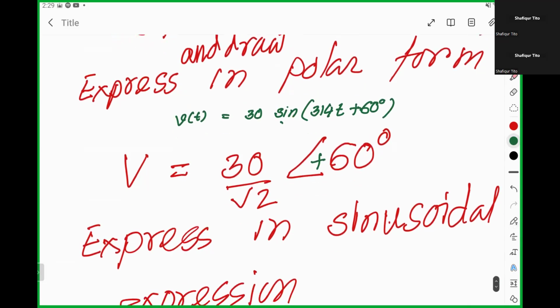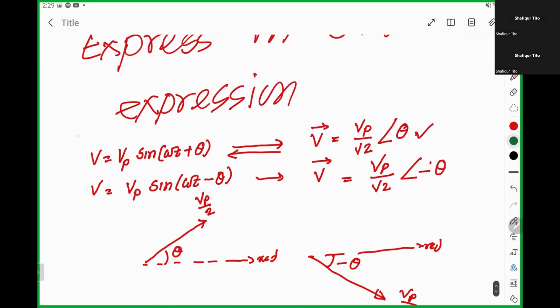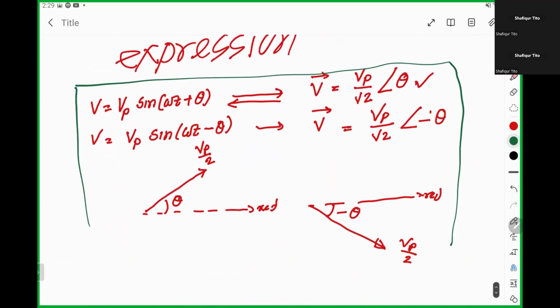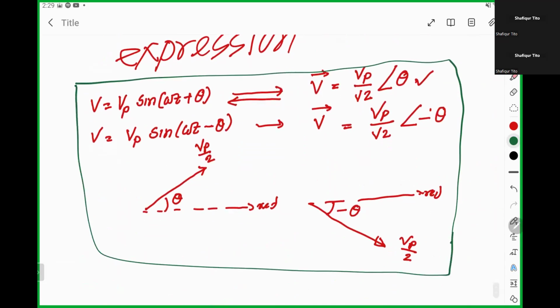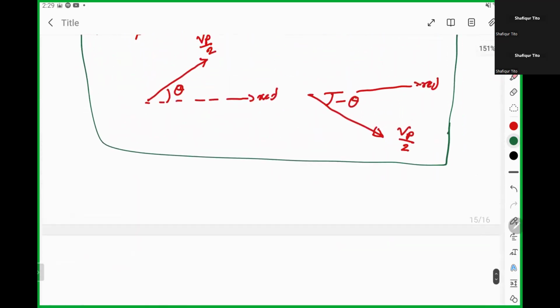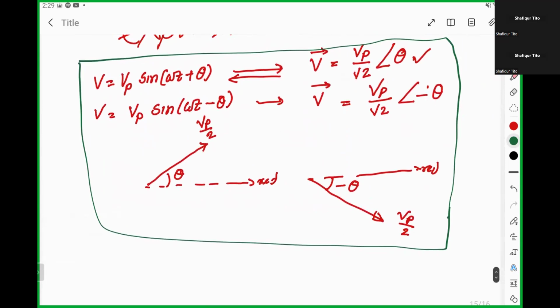Okay, so this is the summary of the representation. If you have an expression, then you can convert it to polar form and rectangular form. Any question up to this? Then we'll move to our next topic. Today we want to finish every fundamental thing, then from next class, we'll start with the actual topic.